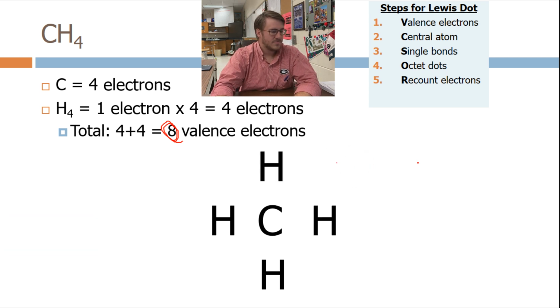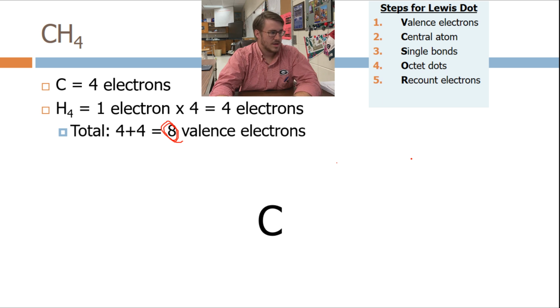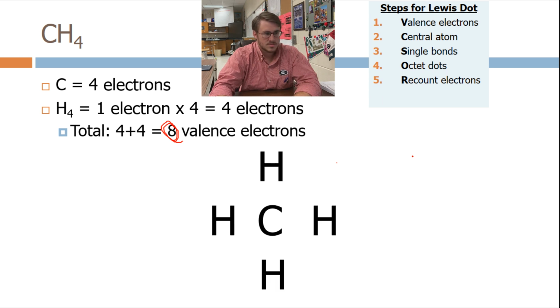Then we draw the central atom, carbon, and then the hydrogens around it. Spread them out so it makes sense geometrically on a flat piece of paper. Then draw your single bonds. That's step 3. For our central atom, we did our valence, and we did our single bonds.